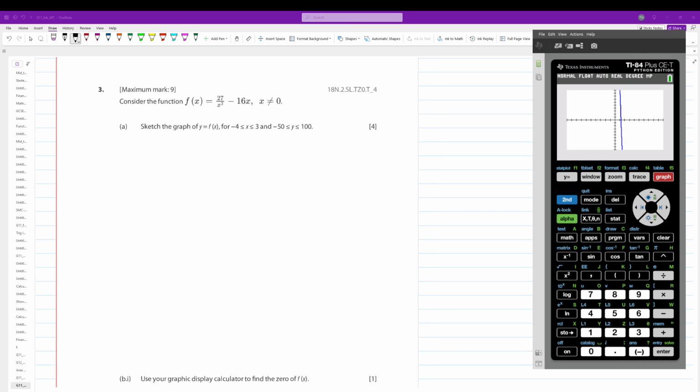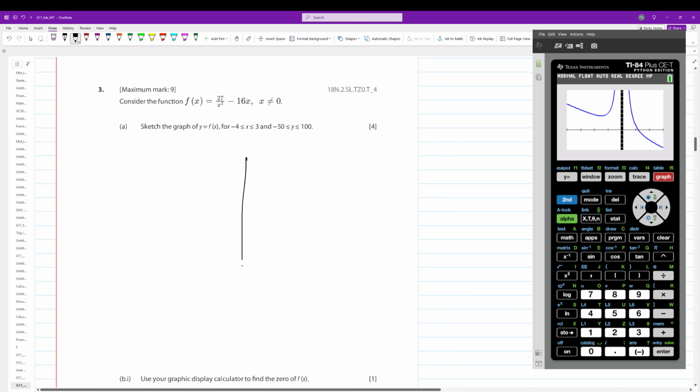Now, they expect you to use this domain and range within the window. The domain is the x values between negative 4 and 3. And the range is the y values between negative 50 and 100. And I've got a feeling that I've probably used the wrong kind of negative somewhere. Ah, there we go, because I tried to put it into the x scale. X scale should be 1. So y minimum of negative 50 and y maximum of 100. There we go. So we're going to sketch that.